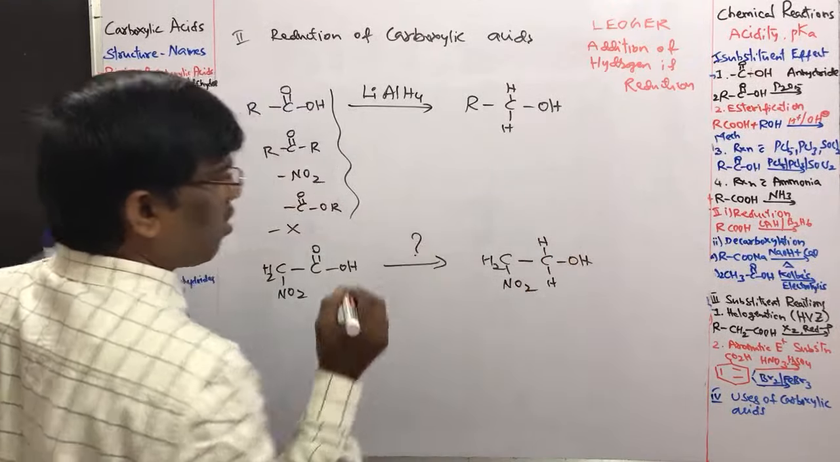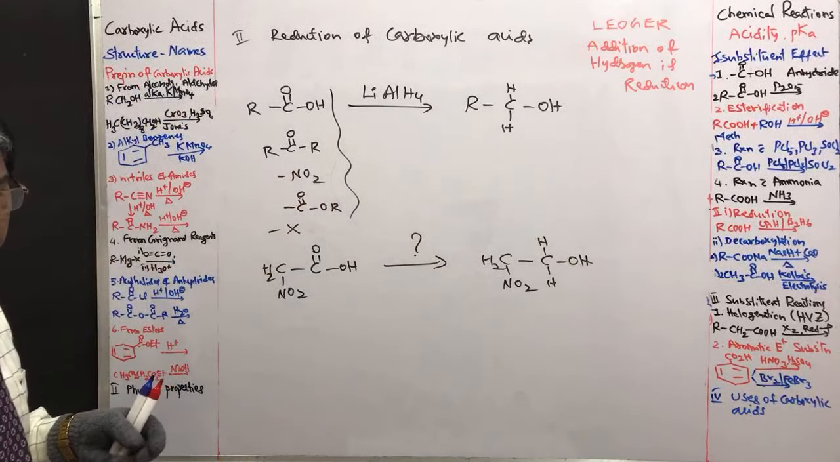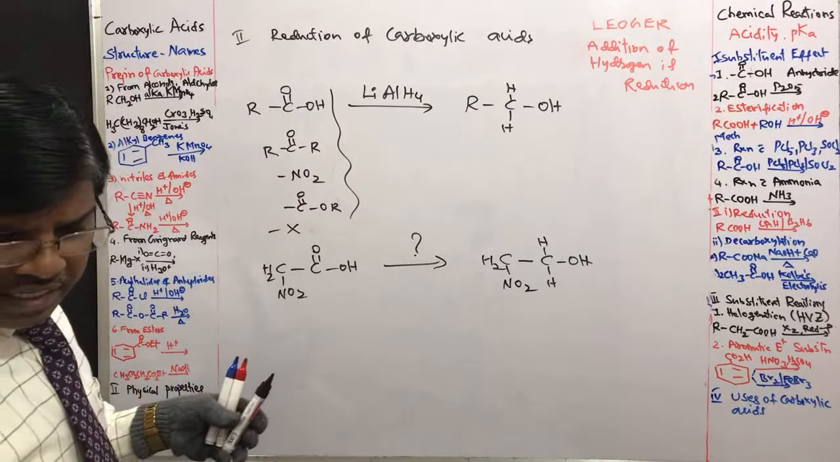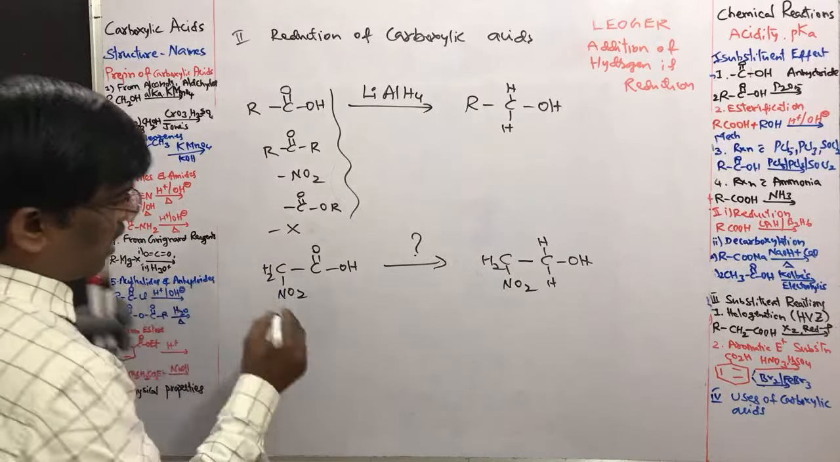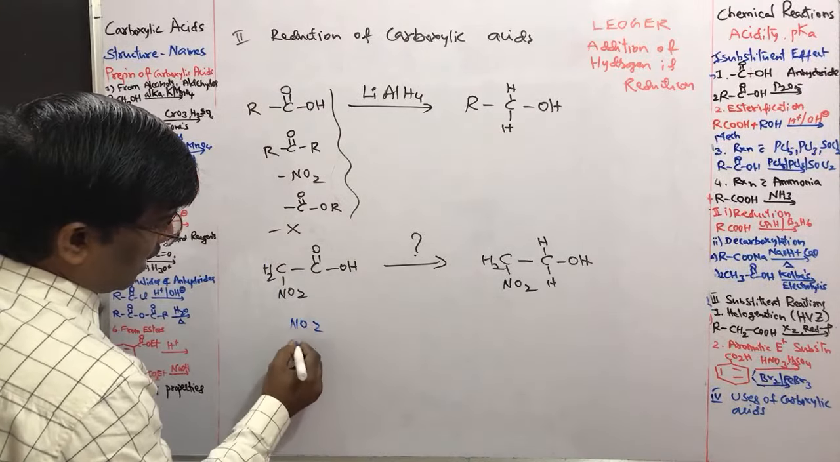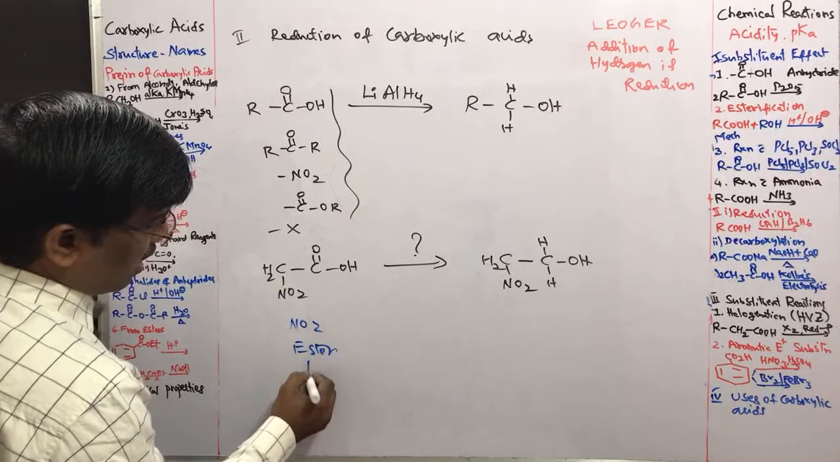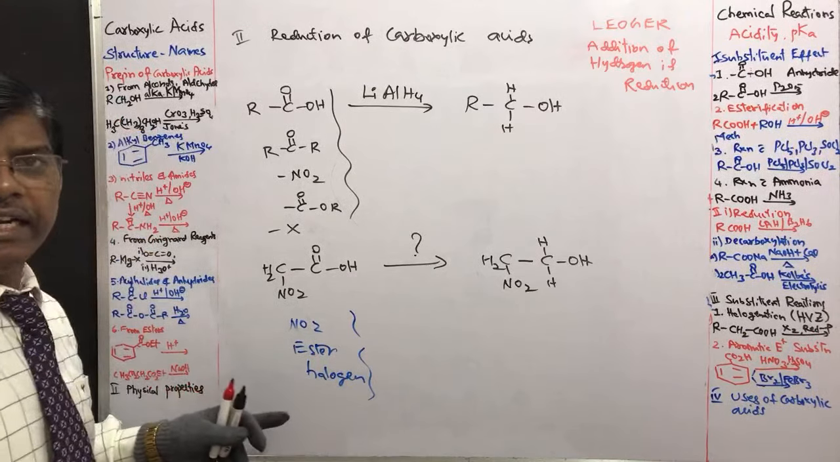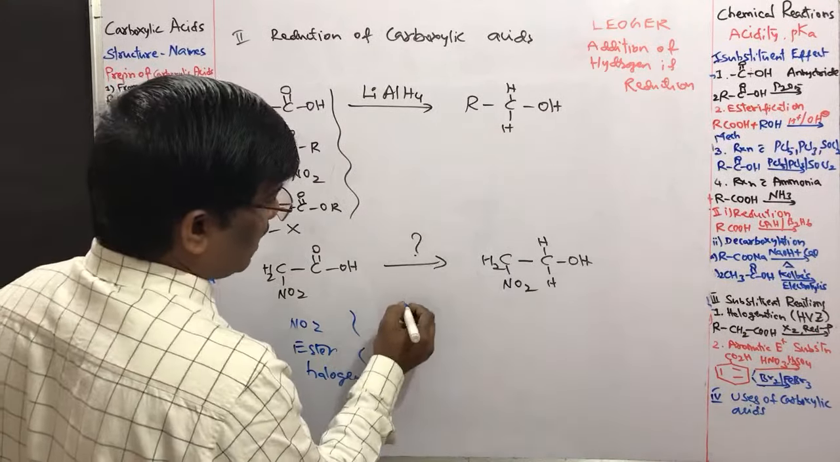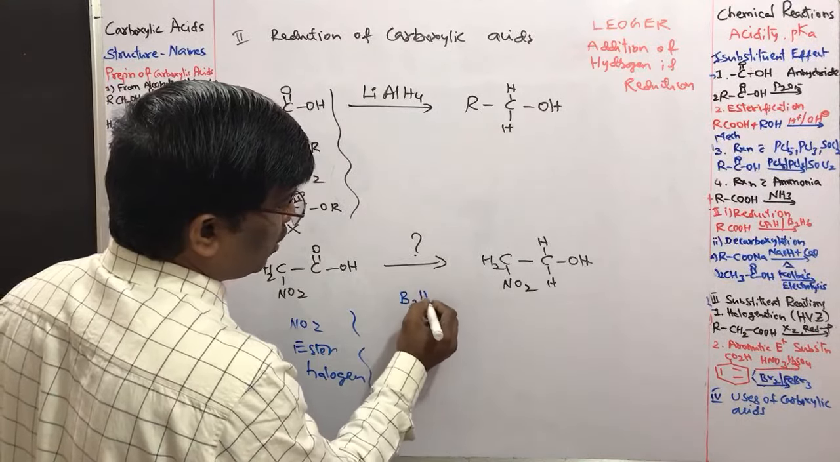What is the reagent? Optional reagent. Yes? So there is one reagent where nitro, ester or halogen are going to be no effect or intact. The reagent is diborane, B2H6.